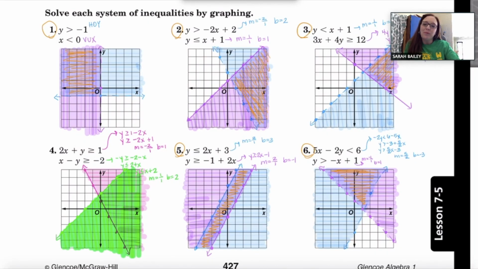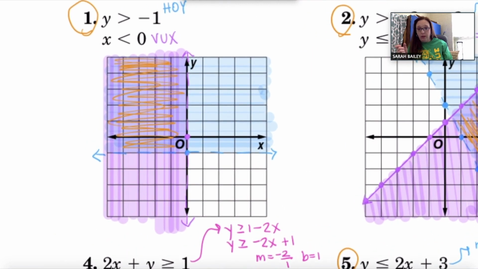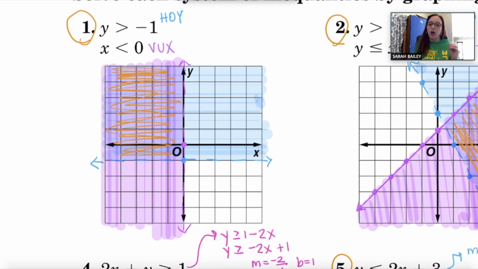Hey guys, welcome back. So I've graphed each of these systems of inequalities. Remember that the solution to a system of inequalities is where the 2 shaded areas overlap. So I'm going to zoom in on some of these. I colored over in orange the part where the blue and the purple overlapped. I did that for each problem. Remember that if you have a dashed line, those points are not solutions to that particular inequality. Okay, so those are just the boundaries.